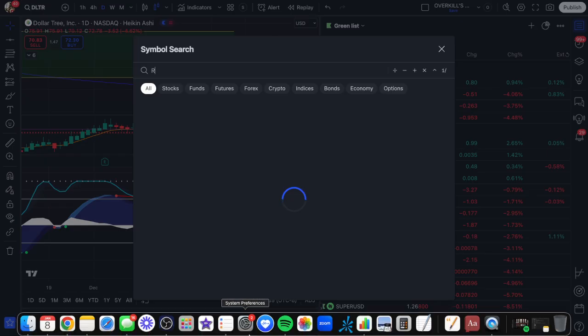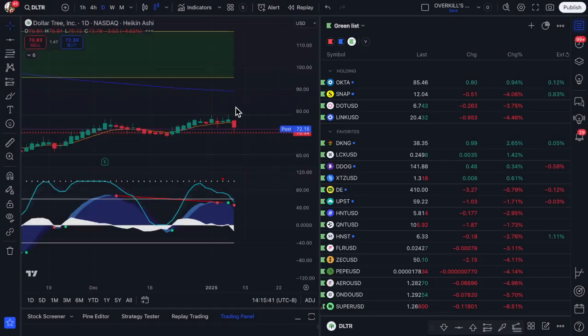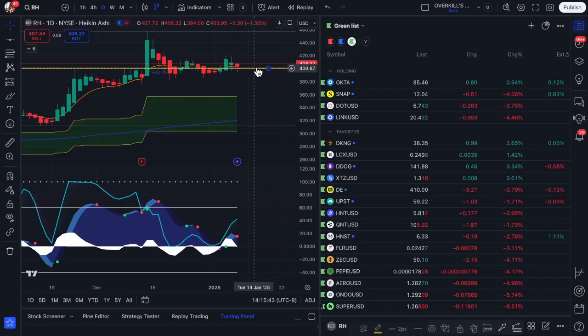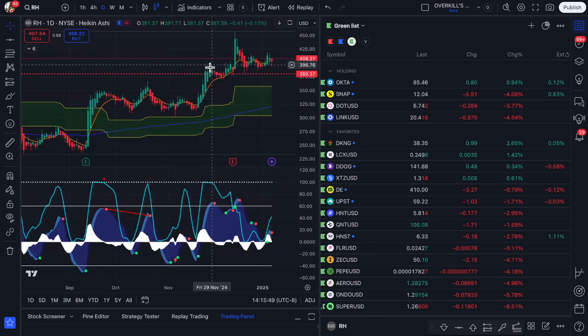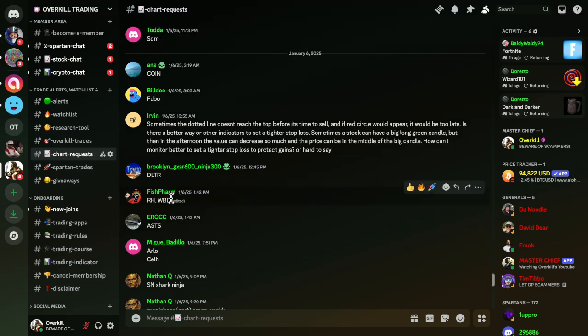We got RH. RH is too far of a premium for me. It's got a red dot today, so stop loss on this one is going to be, put it right there at 380. Just a little too far off the golden zone for my liking.